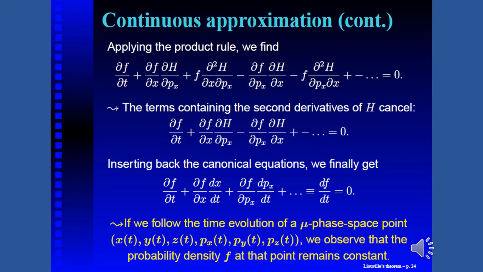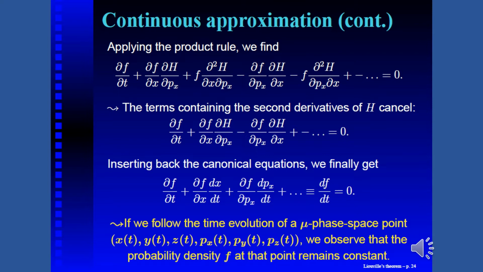Applying the product rule, we find partial f over partial t plus partial f over partial x partial h over partial px plus f partial square h over partial x partial px minus partial f over partial px partial h over partial x minus f partial square h over partial px partial x plus so on is equal to 0.